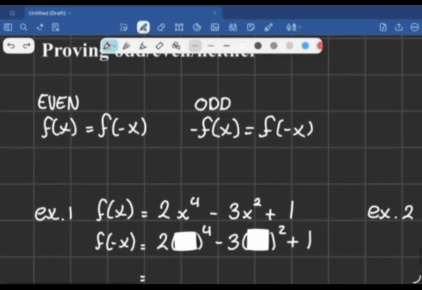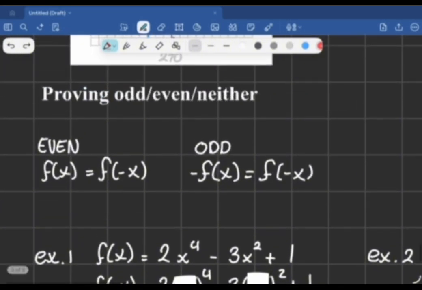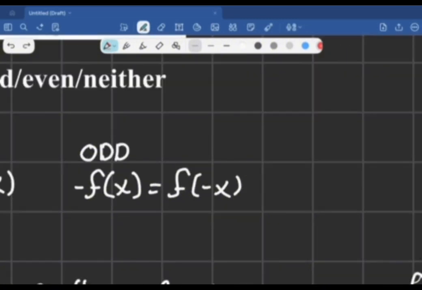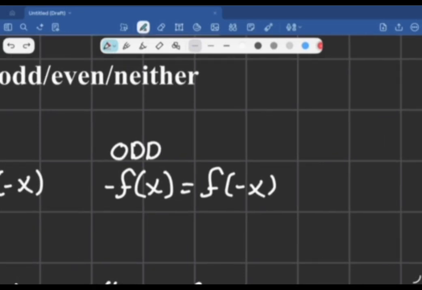Okay, so now I'm going to show you how to prove whether a function is even, odd, or neither. An even function is f(x) equal to f(-x). f(-x) means replacing every x value with -x. So it doesn't change the output value, it just changes what's inside of here. For odd functions, -f(x) is equal to f(-x). -f(x) means multiplying the entire function by -1. This means the outputs are opposites.